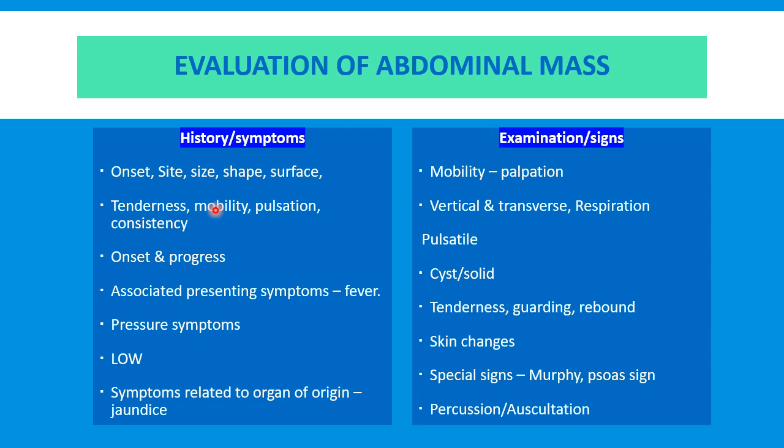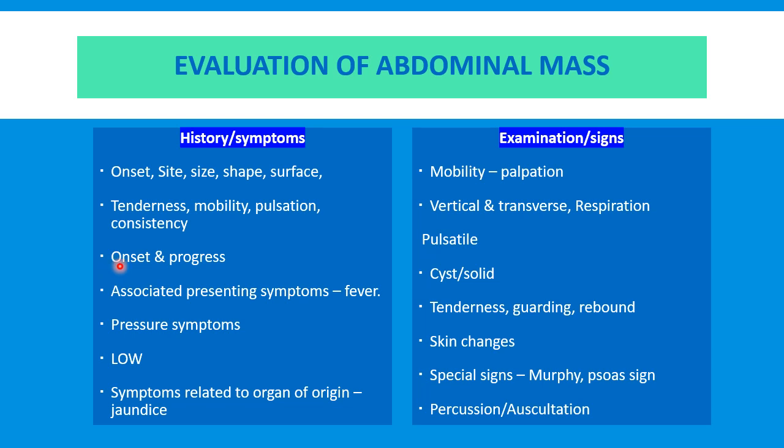Mobility is important to see whether it is intraperitoneal or retroperitoneal. Intraperitoneal masses are more mobile and they freely move with respiration. Whereas a pulsatile mass usually suggests some form of vascular dilatation, aneurysms. And consistency is another important factor. Hard consistency usually suggests a malignant lesion, whereas soft or fluctuant consistency suggests it is benign and cystic.